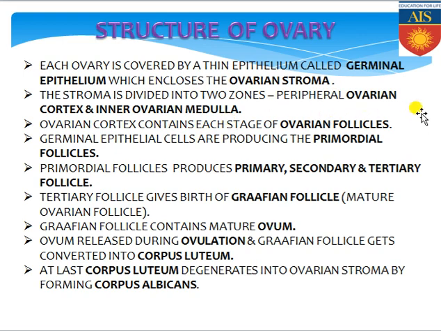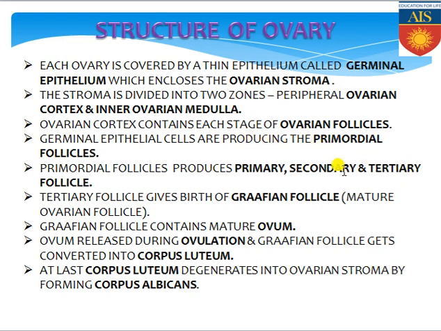One is the peripheral ovarian cortex and the inner ovarian medulla. That means there are two portions, one is the ovarian cortex, another is the ovarian medulla. So these two parts are present within the ovary. Third, the ovarian cortex contains each stage of the ovarian follicle. That means within the ovary there is a kind of cell known as the ovarian follicle, and the maturation of the ovarian follicle takes place along the cortex portion of the ovary.